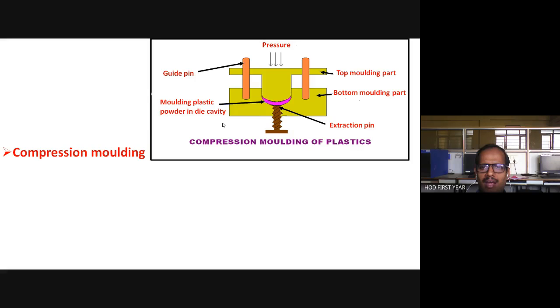And as I told you just now, molding plastic powder in a die cavity. So die cavities are over here. So this is a typical molding process and is conventional.